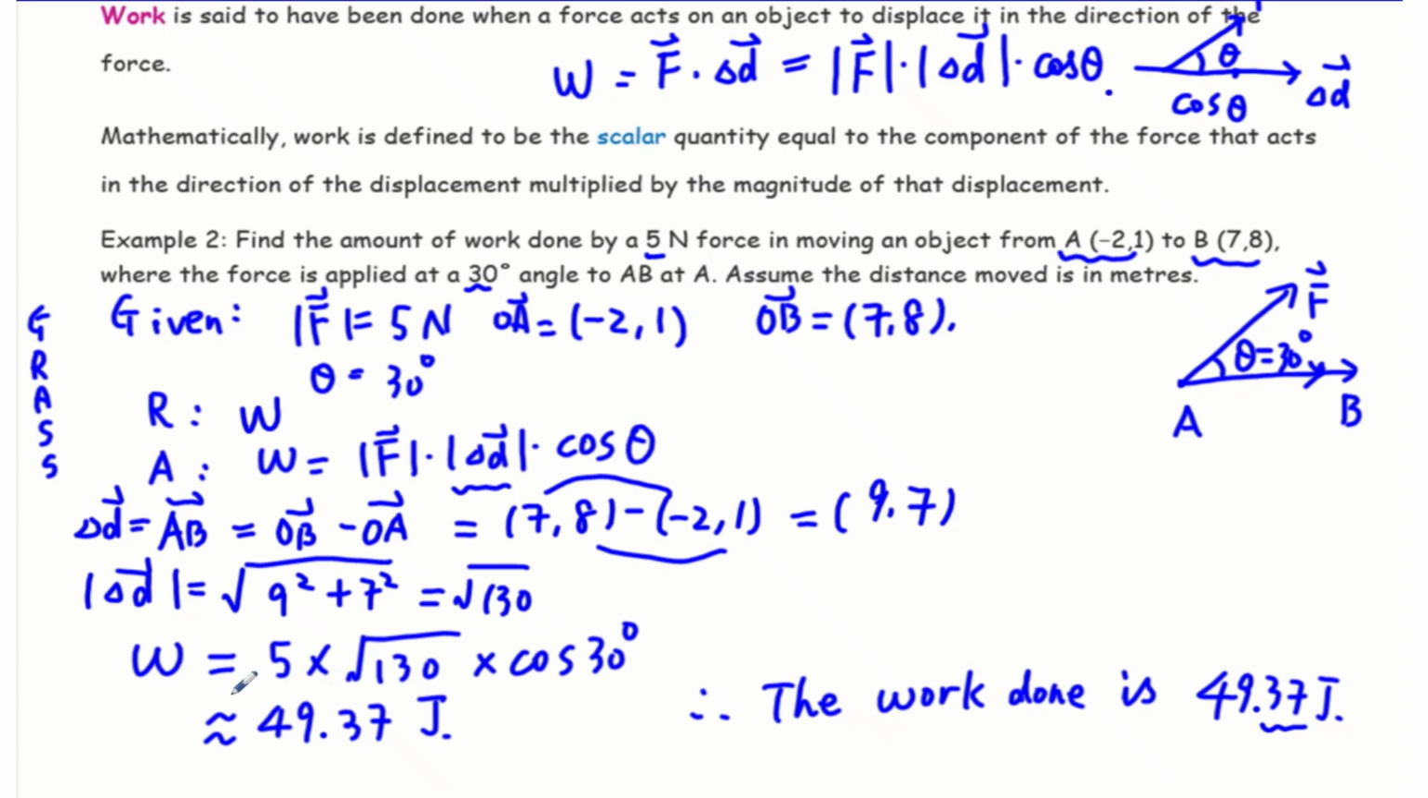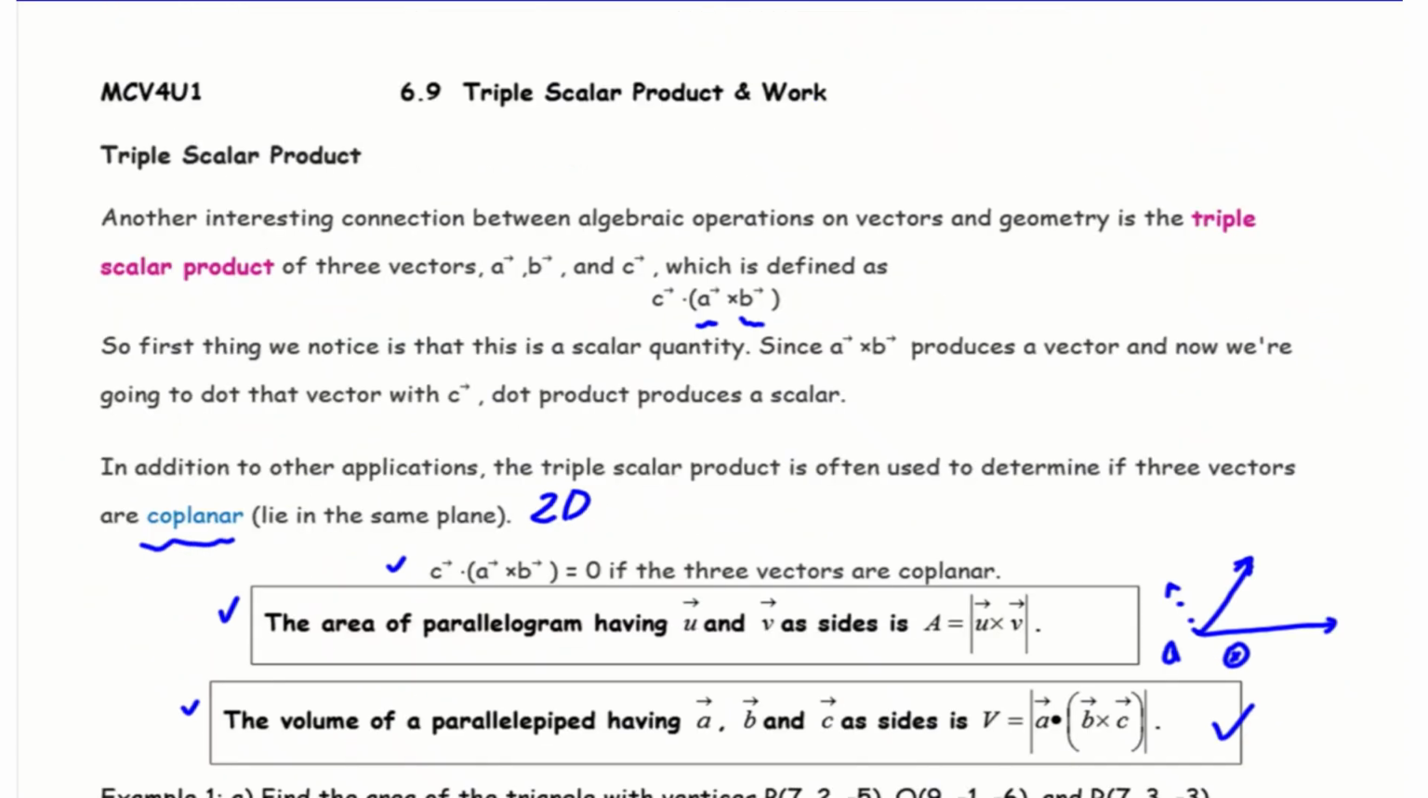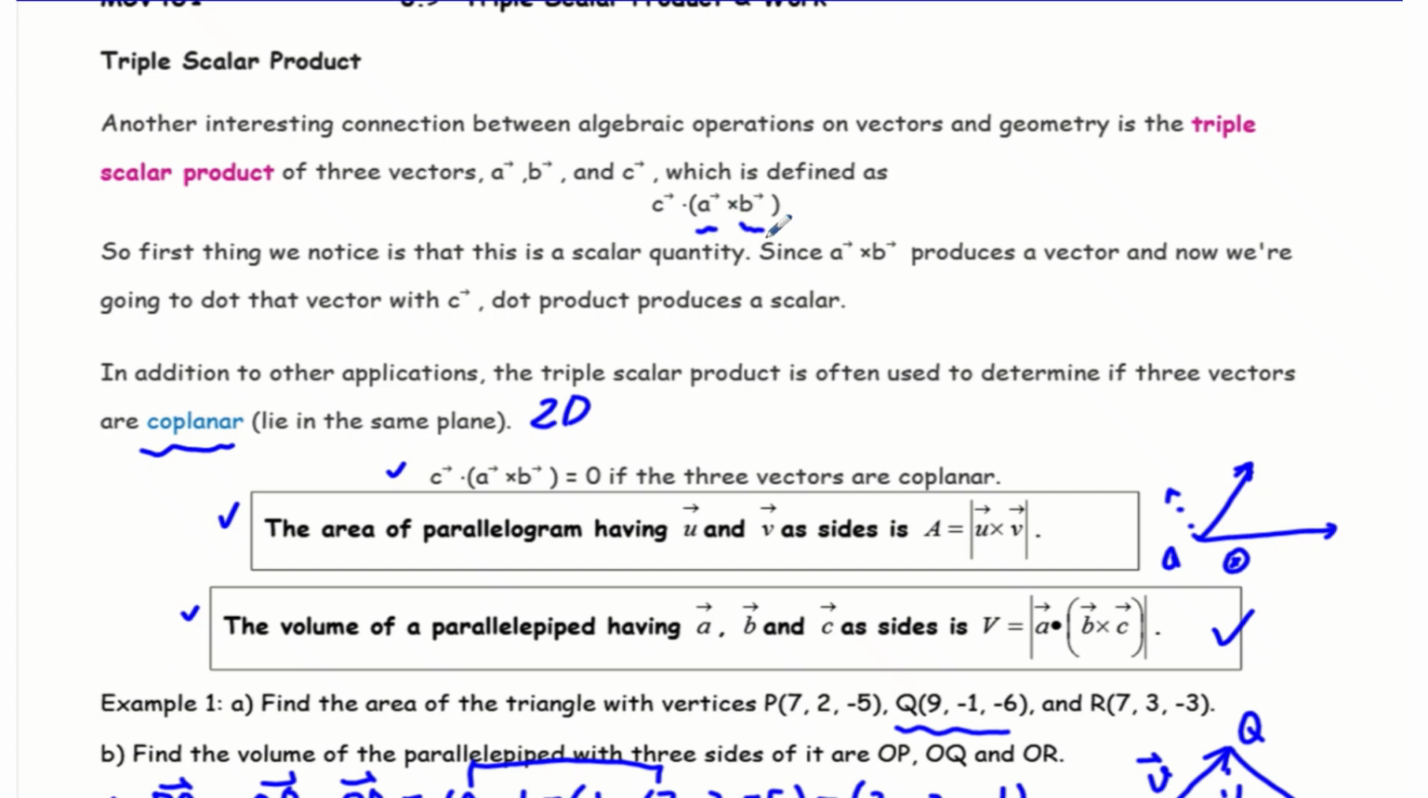And what we have covered today is mainly the triple scalar product. So it's a dot product and a cross product together, which gives you a scalar. The application is, first, if the dot product with the cross product equals 0, the 3 vectors are in the same plane, forming 2 dimensions. And the area of a parallelogram is just the cross product magnitude, and the volume is the dot product times the cross product of 2 vectors.